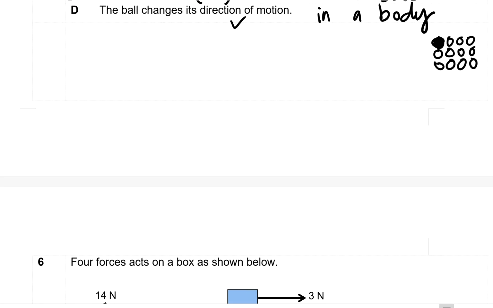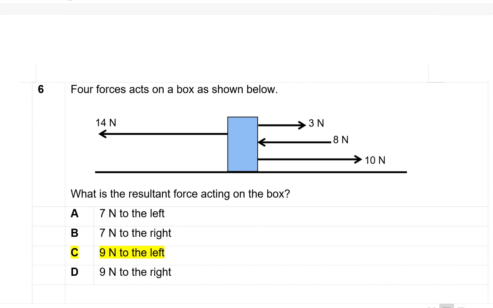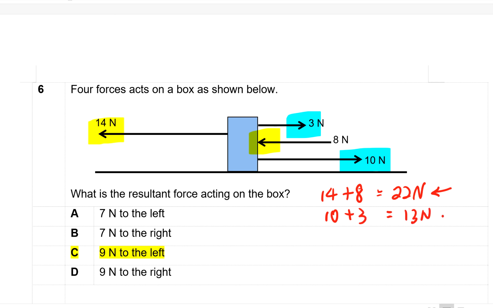Let's go on to question 6. Question 6 is again a question on resultant force. And what we do is we will look at all these directions. So the two that I've highlighted are 14 plus 8. They are acting towards the right, and then 3 plus 10 is acting towards the left. So towards the right is 14 plus 8. So that will be 22 newtons to the right. And then to the left is 10 plus 3, 13 newtons to the left.